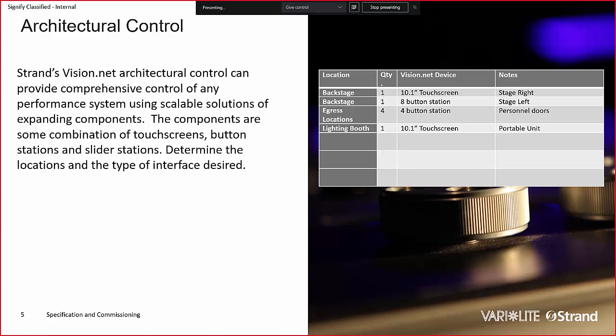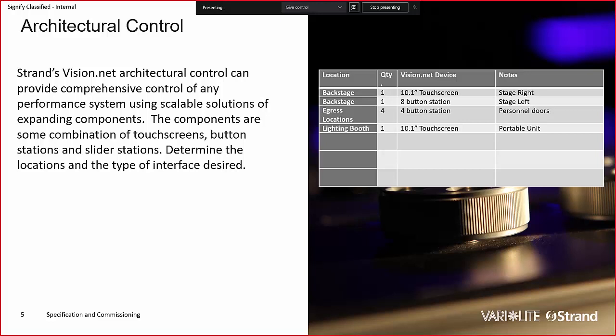Strand's vision is that architectural control can provide comprehensive coverage and control of any performance system using extremely scalable solutions of expanding components. The components are combinations of touchscreens, button stations, and slider stations. So we have our new offering of touchscreens, a 10-inch touchscreen. This can be surface mounted, flush mounted. It can be mounted into an equipment rack. It could be mounted into a portable station.